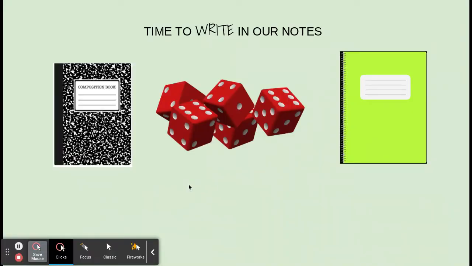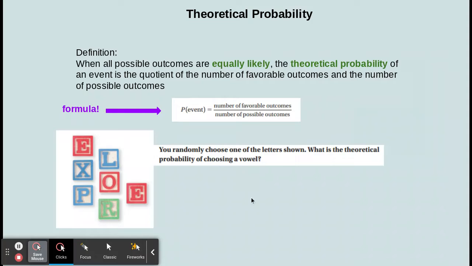Now you need to write in your notes; there is one section on experimental probability. Now that you've finished that, there's another type of probability we want to talk about, and that's theoretical probability. This is when all possible outcomes are equally likely, and the theoretical probability of an event is calculated by dividing the number of favorable outcomes by the number of possible outcomes.